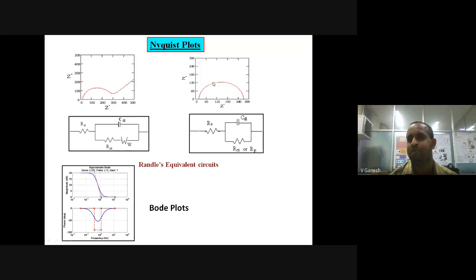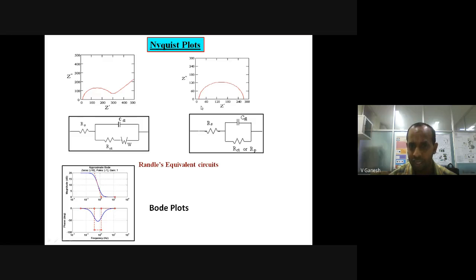Z double prime maximum can be used to measure the capacitance directly. Z double prime maximum is equal to 1 over omega C. Omega is the angular frequency, and omega is equal to 2 pi f. F is the frequency you apply, between kilohertz to millihertz, megahertz to microhertz, etc. So by measuring the Z double prime maximum, one can directly determine the capacitance of the electrode surface.